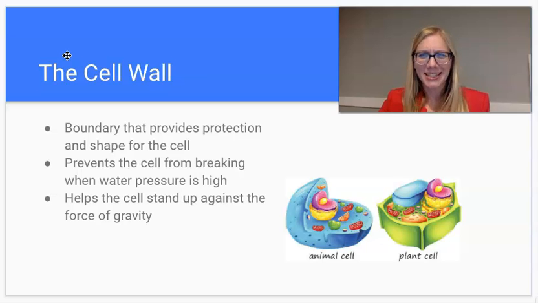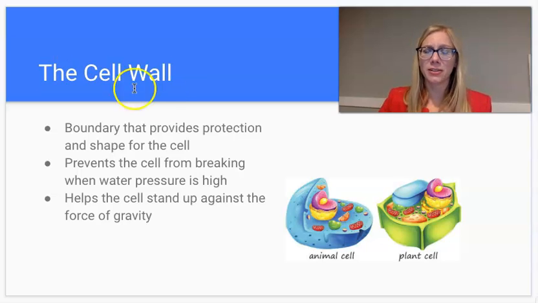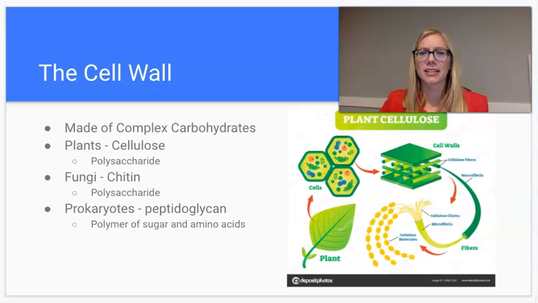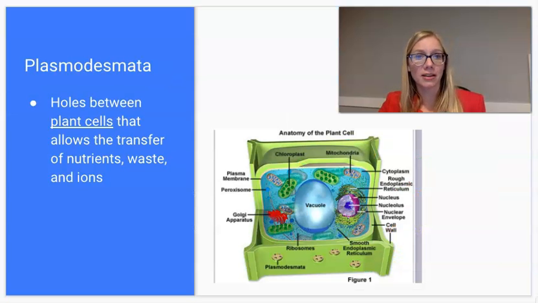So how do things get in and out of plant cells? Well, we know they have a cell membrane, so that's going to function the same way, right? But they also have this rigid structure. The cell wall is made of complex carbohydrates. In plants, it's cellulose. In fungi, it's something called chitin. All different things, but they're pretty complex and they're not easy to break down. So plants have kind of something special in them.